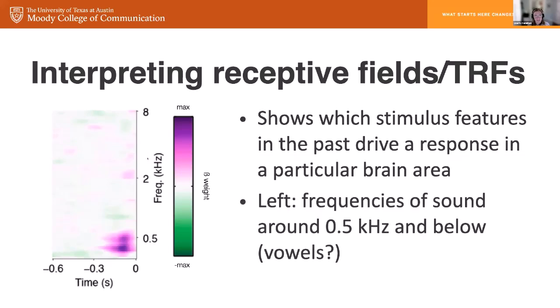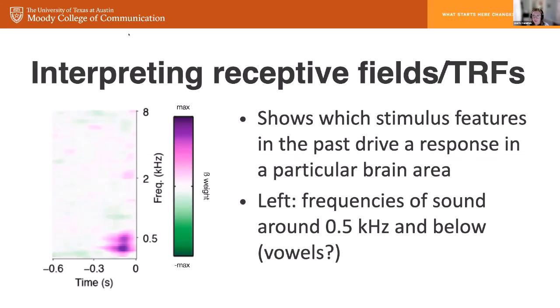In this case, this is an intracranial electrode. And here it is showing that this intracranial electrode really likes frequencies of sound around 0.5 kilohertz and below. There's maybe even a little bit of structure in there, where you see two blobby stripes. That looks like this may be an area that's selective to vowel sounds, because those tend to have power in the spectrogram at those frequencies.